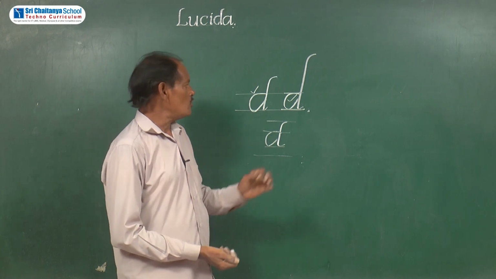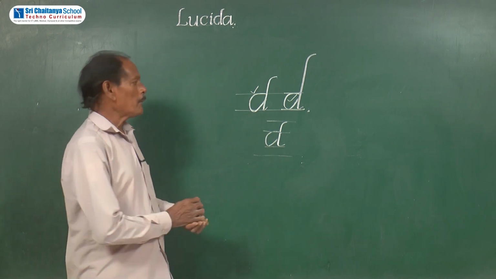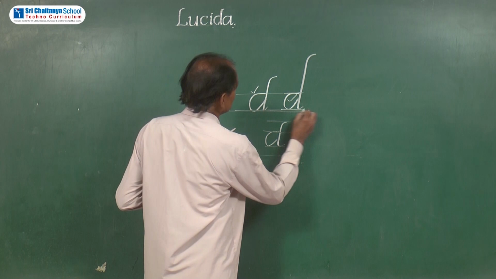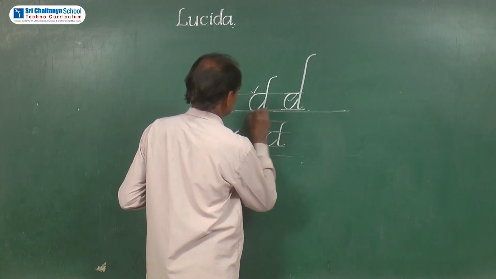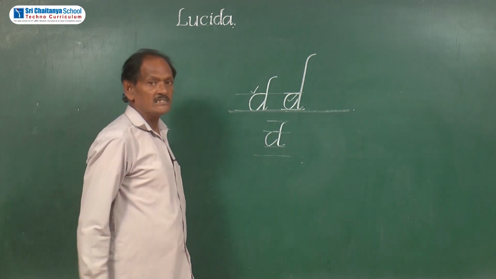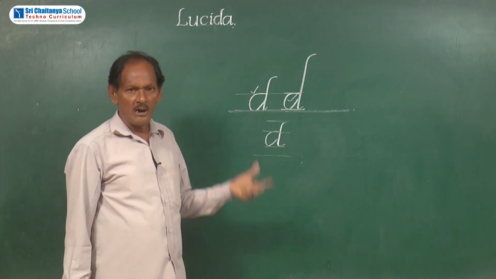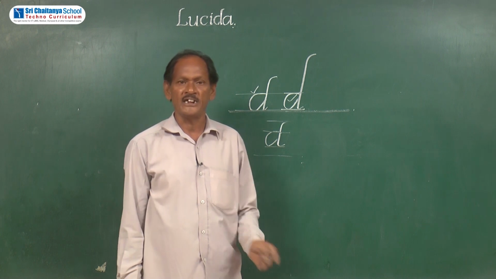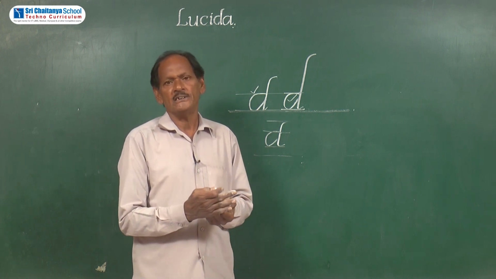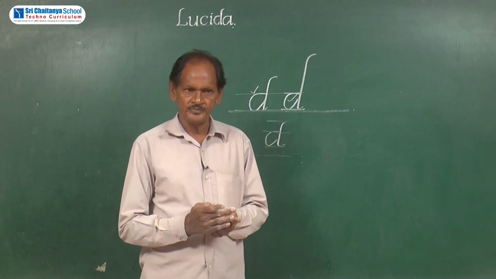Okay? All the letters are based upon this line, as I told you earlier. That is why this zone is the base zone or the heart of the handwriting. Okay? This is about the middle zone letters.